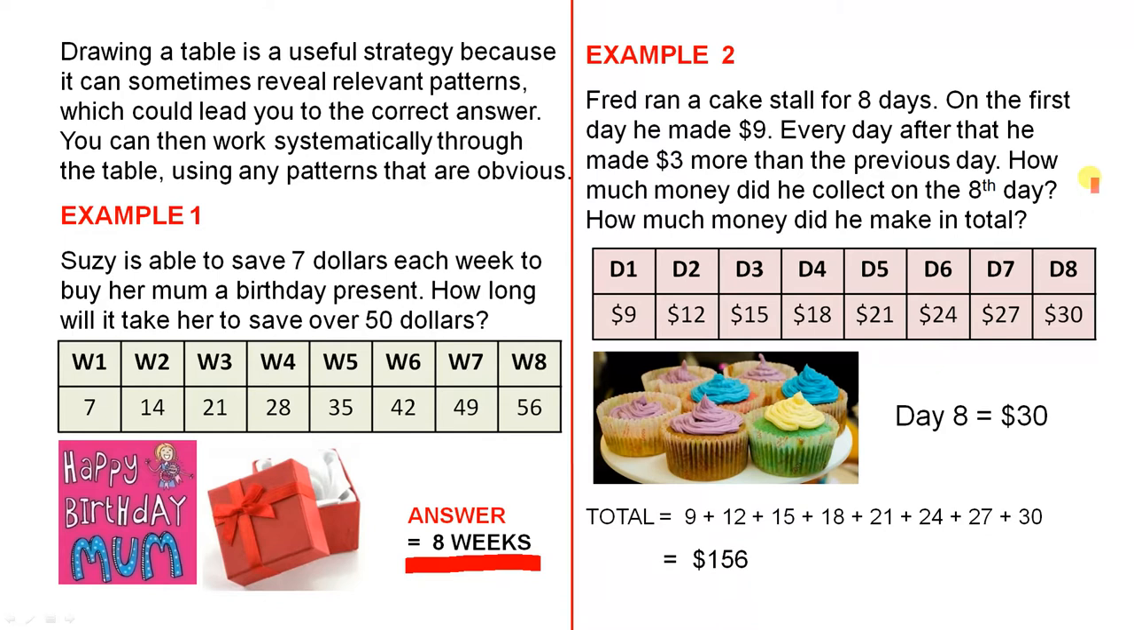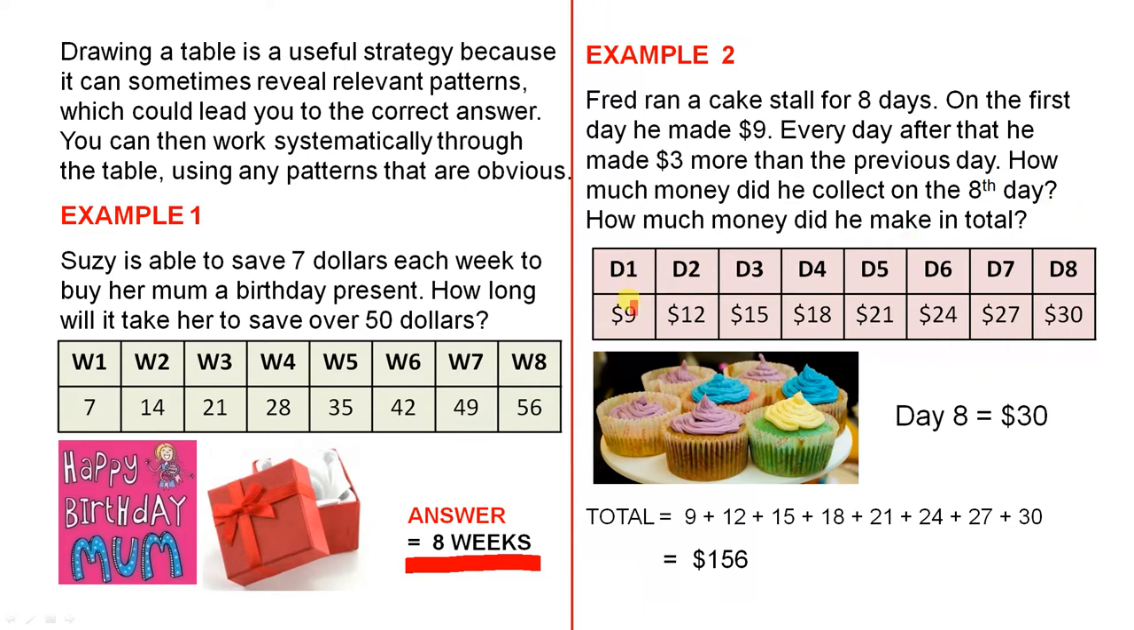Example 2. Fred ran a cake stall for 8 days. On the first day he made $9. Every day after that he made $3 more than the previous day. How much money did he collect on the 8th day? How much money did he make in total?